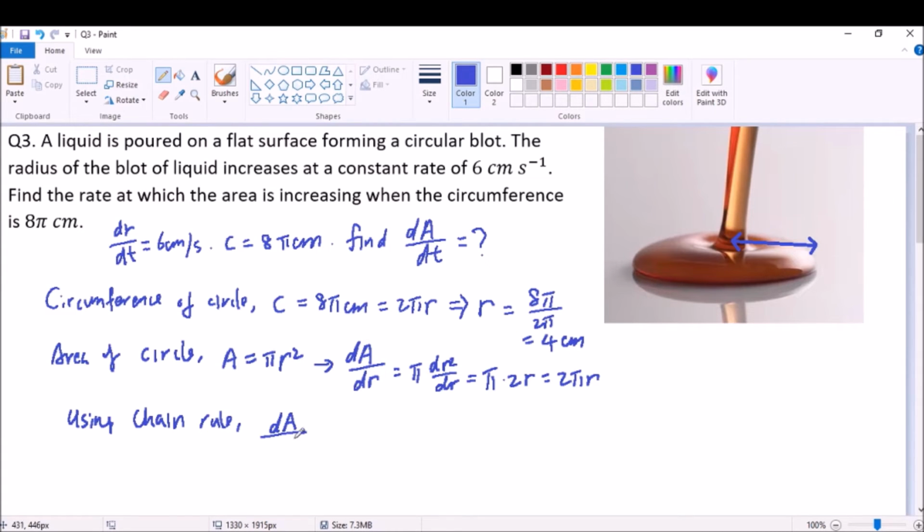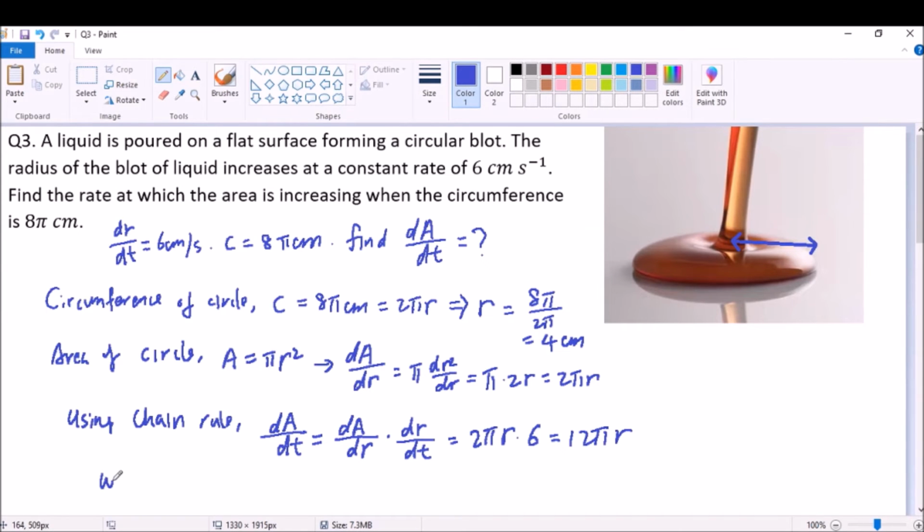dA over dt equals dA over dr multiplied by dr over dt, where dA over dr is 2 pi r, and dr over dt is 6. So we have 12 pi r.